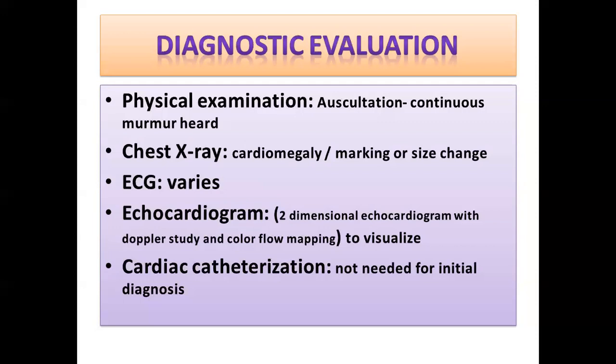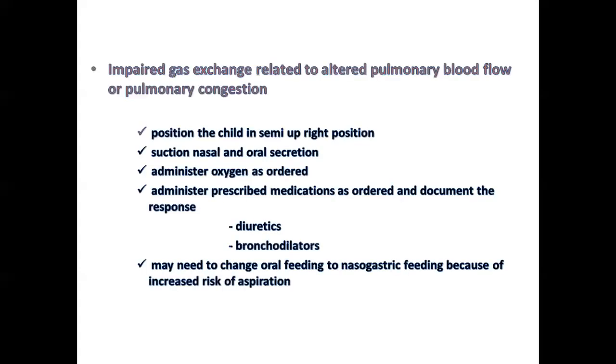So, moving on to the nursing care plan for congenital cardiac defects or disease. Over the nursing care plan, I am going to divide it into nursing diagnosis and intervention. The first diagnosis is impaired gas exchange related to altered pulmonary blood flow or pulmonary congestion.